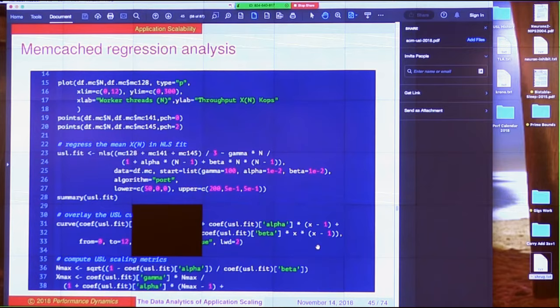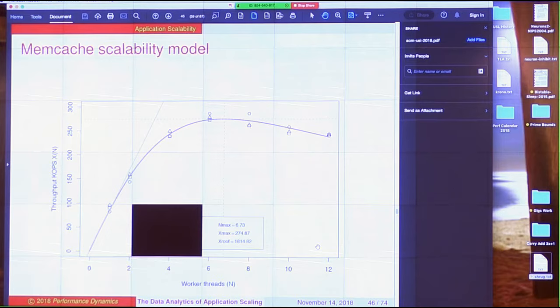So this is what it looks like. This is actually 3 data sets combined, and I'm doing the USL fit, the nonlinear regression fit, to all 3 of those data sets. Now you see I've recovered the alpha, beta, and gamma values. The alpha value says that this is serialized to the tune of about 4.6% of the time. It means it's contending for resources of some type.